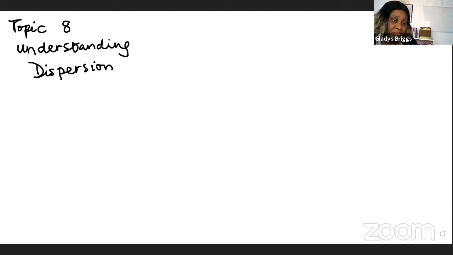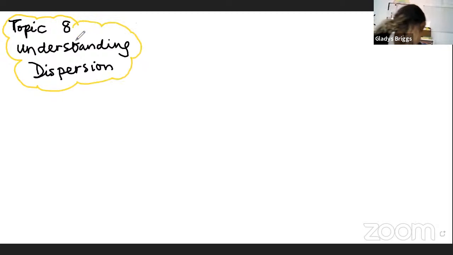Okay, understanding dispersion, that's topic 8. In topic 8, you are expected to do the range and the quartiles for both ungrouped and grouped data. And we need to know how to find mean deviation, how to find the variance and standard deviation. So we shall be having a look at those things in this lesson and probably the next lesson so that we can finish topic 8.